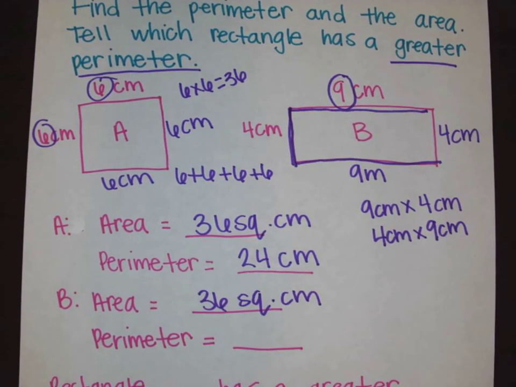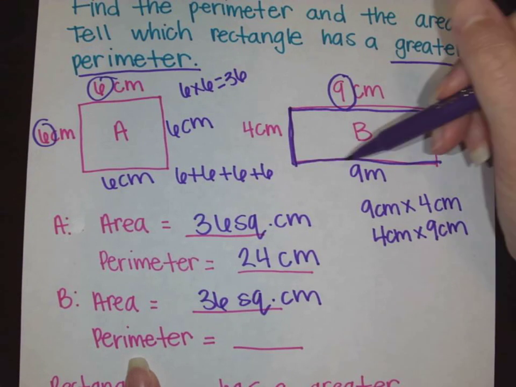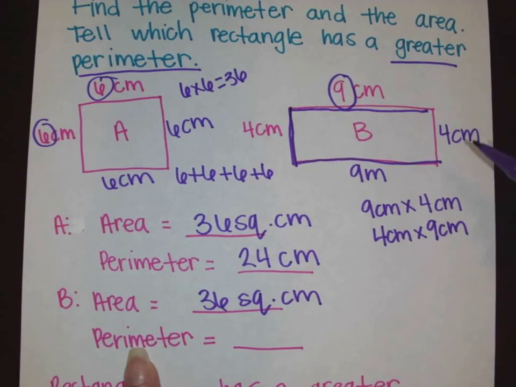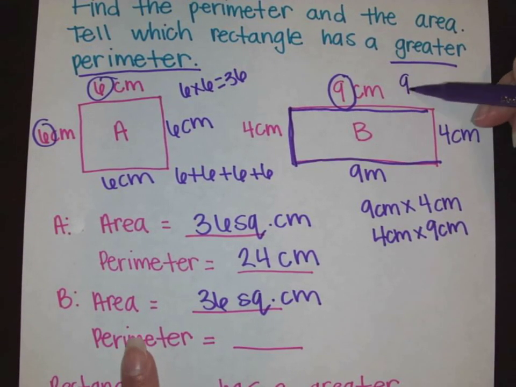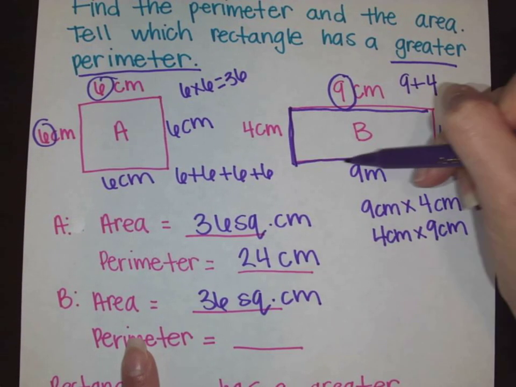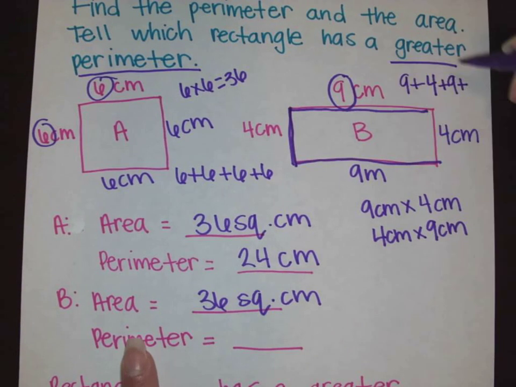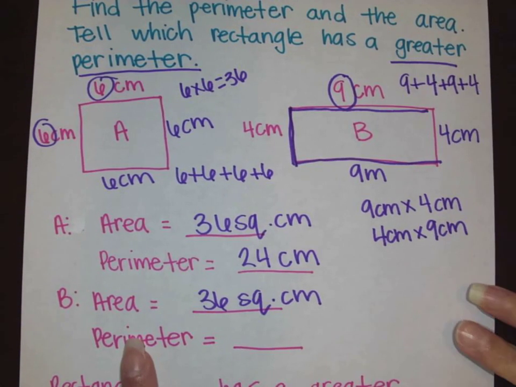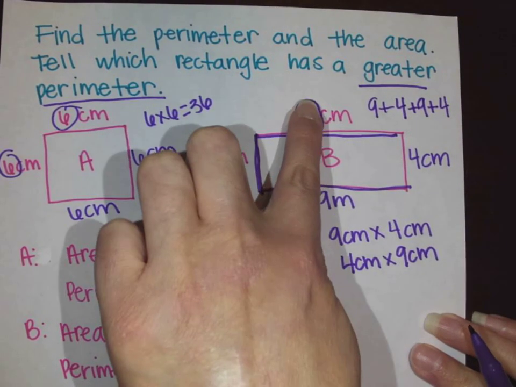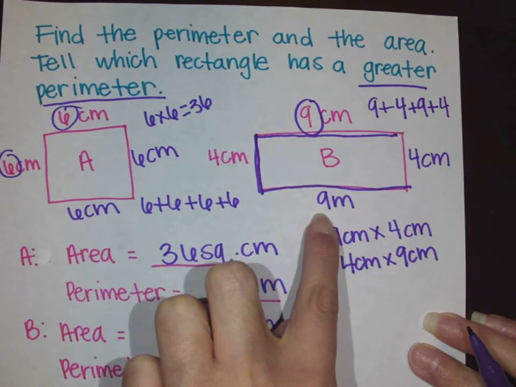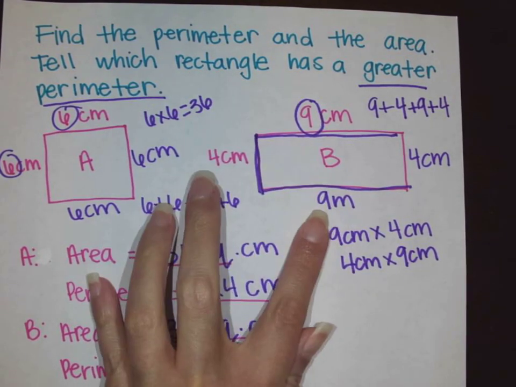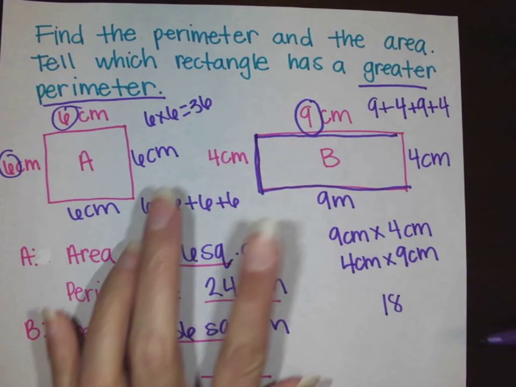All right? Now, perimeter. Perimeter is the distance around the outside of the figure, and we are adding. So let's see, 9 plus this side is 4 centimeters, plus this side is 9 centimeters, plus this side is 4. And I know several of you like to add the doubles first. Like 9 plus 9 is 18.